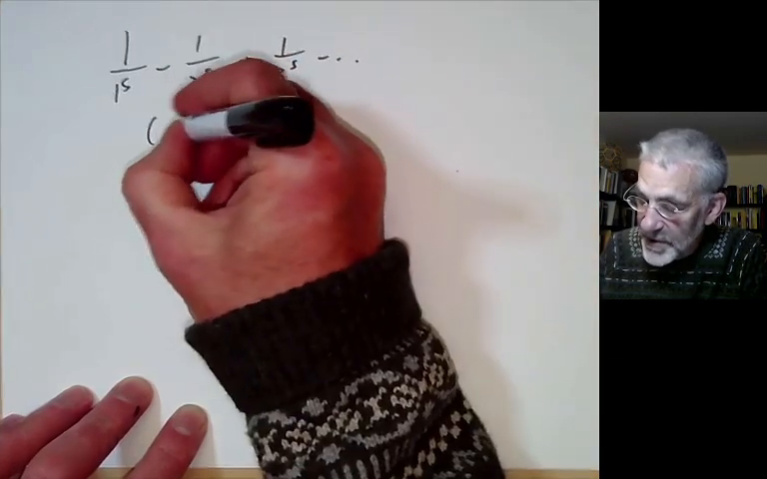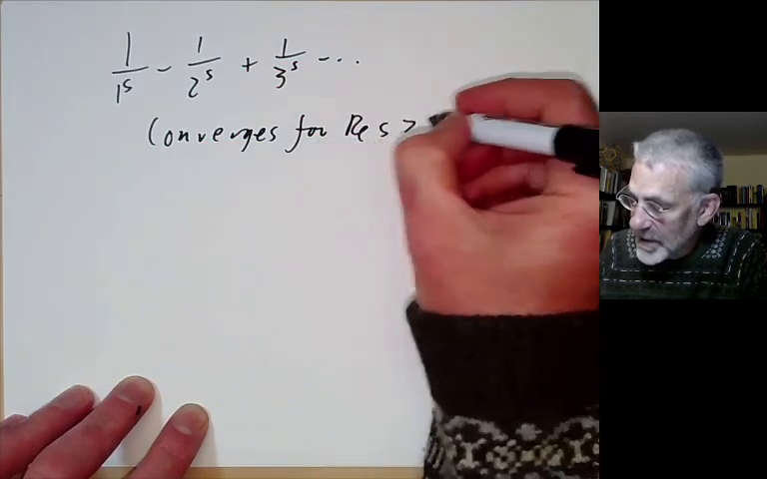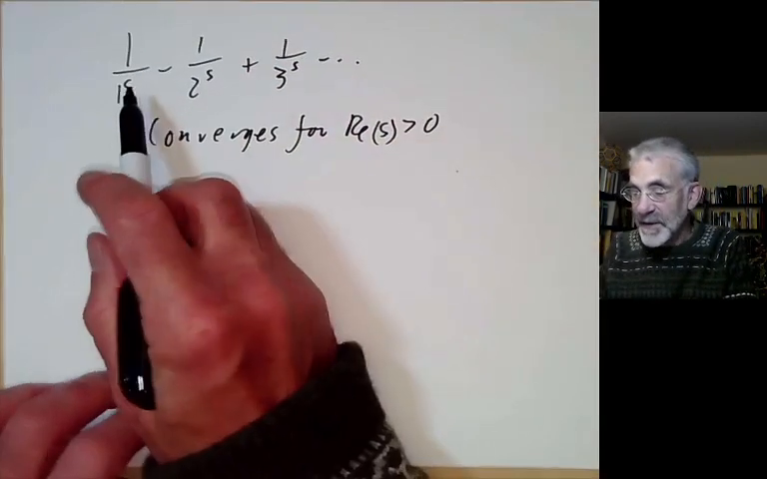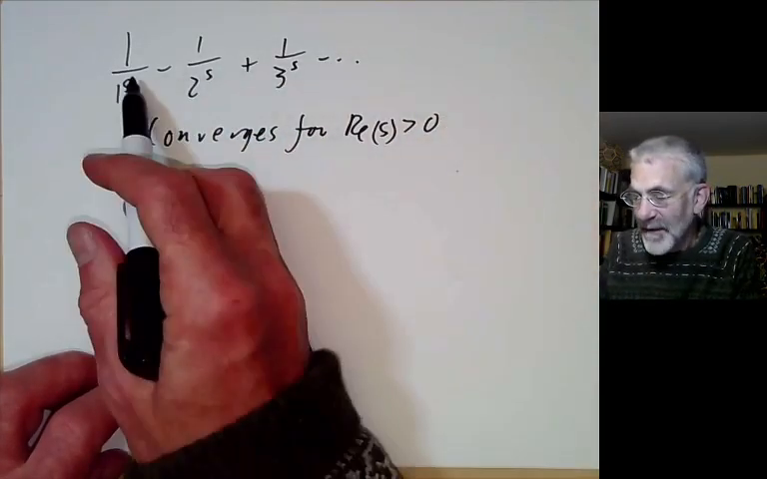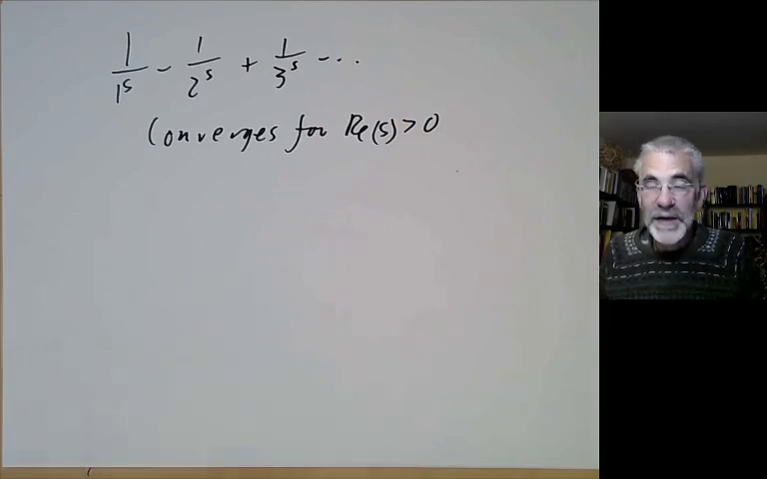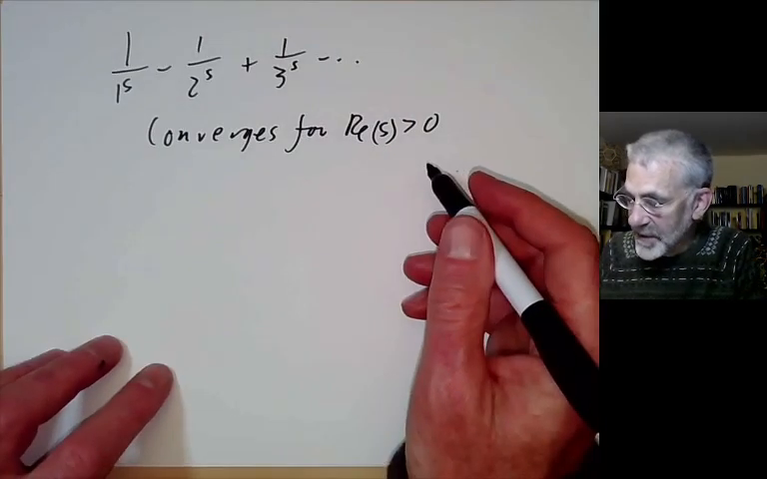And now this converges for the real part of s greater than 0. If s is real, you can see it converges because it's just an alternating series. If s is complex, it takes a little bit more work to show that it converges. But again, I'm going to skip that.